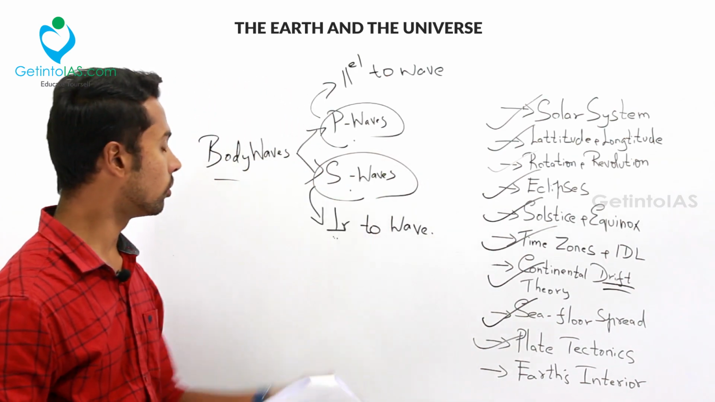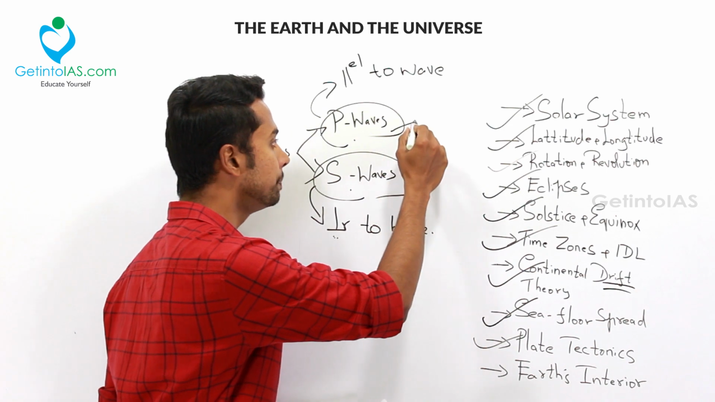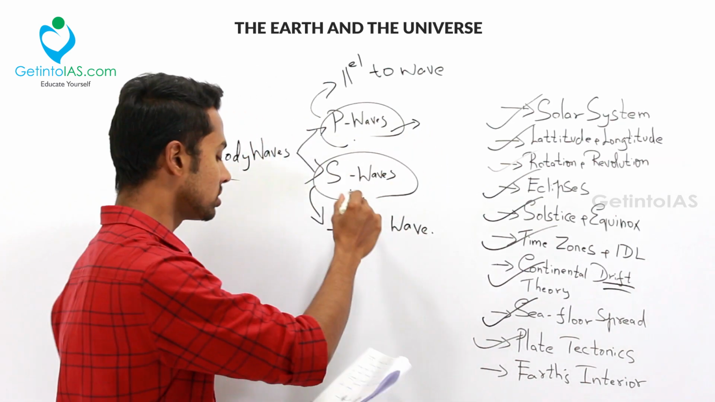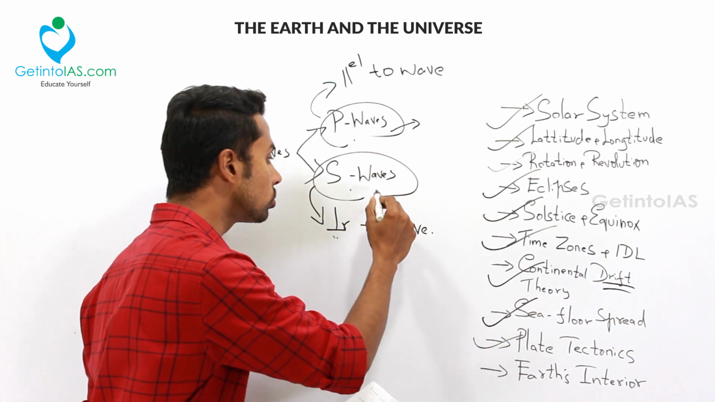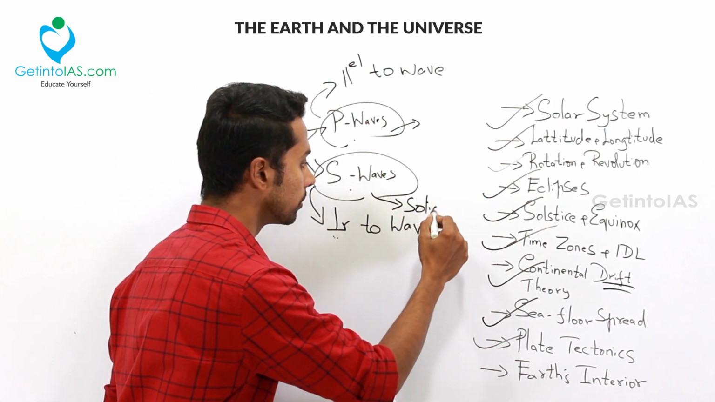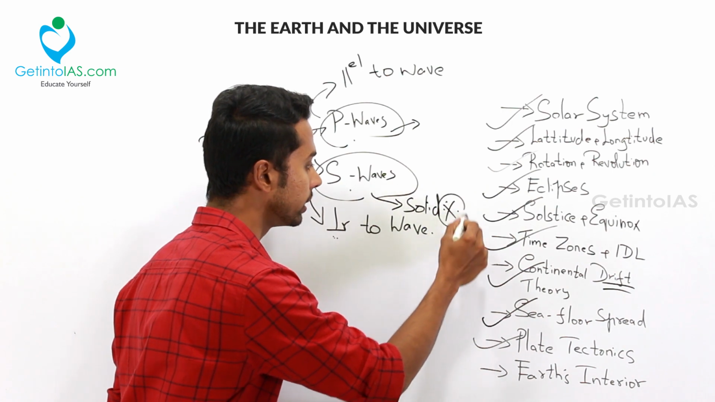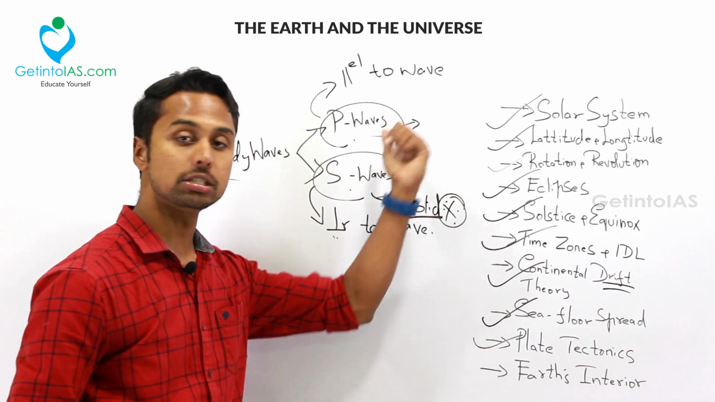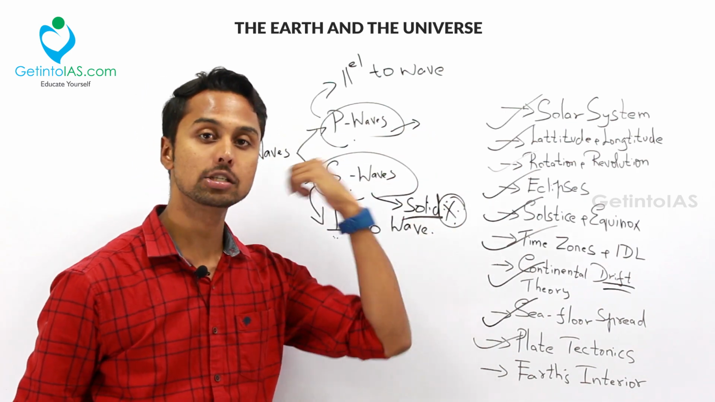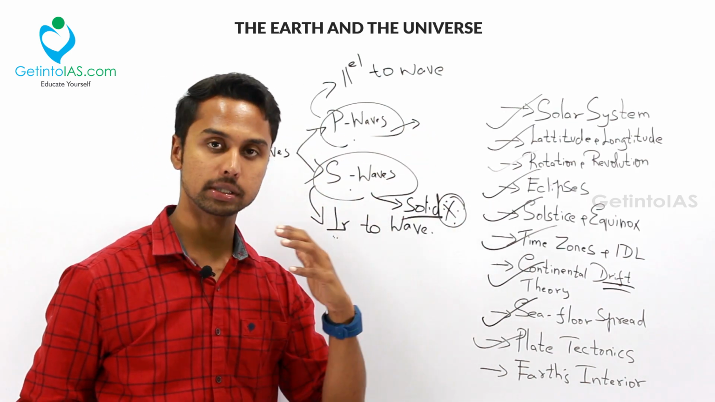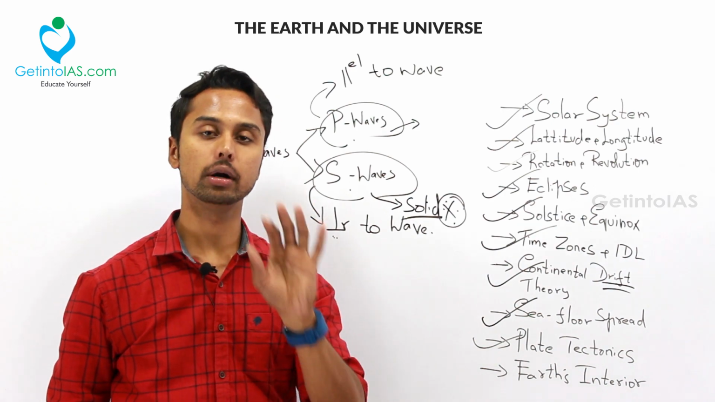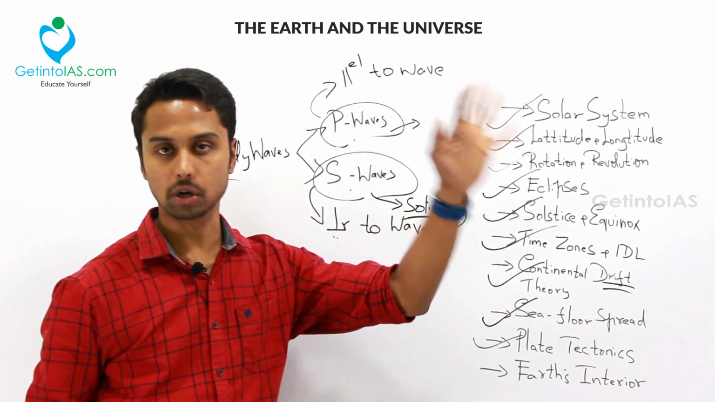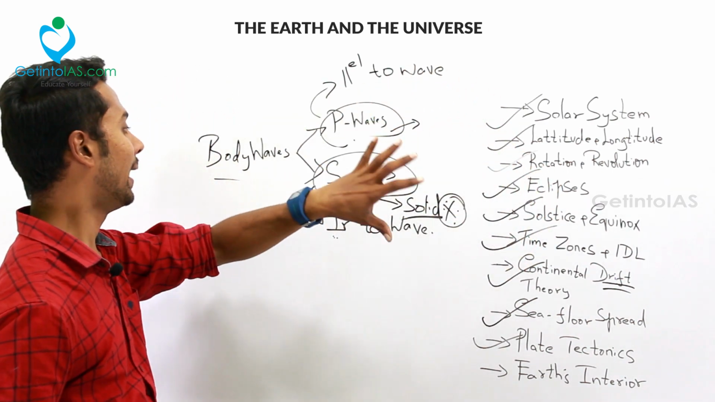One important point, as I told you earlier, is that P waves can go through liquid, solid and gas, but secondary waves can travel only through solid materials. This question has been asked in many state government exams: which wave can pass through solid materials only, P waves or S waves? S waves is the answer. S waves can travel only through solid materials. On the other hand, primary waves can travel through gas, liquid and solid.